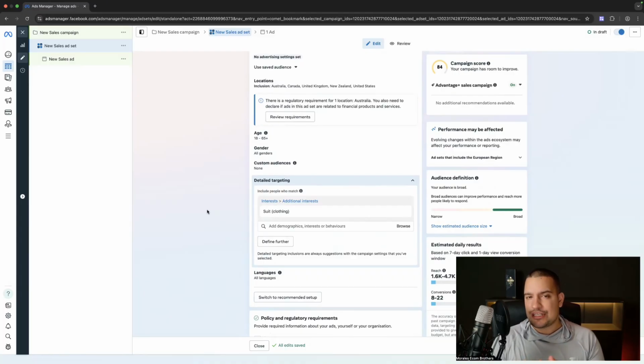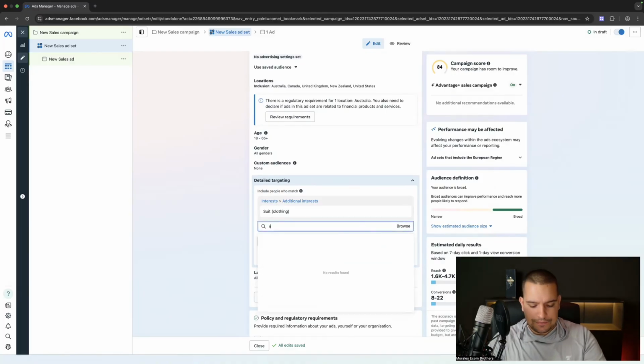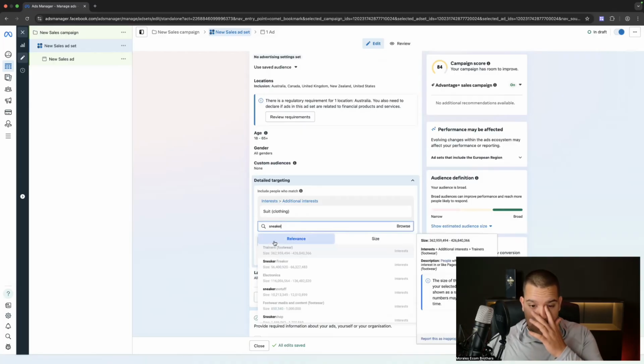And why? It's very simple. It's because audiences between 1 million to 30 million, 50 million are very easy to scale and are very hard to saturate. And obviously, eventually they will get saturated, like no product lasts forever, but it takes much more time than a small audience.